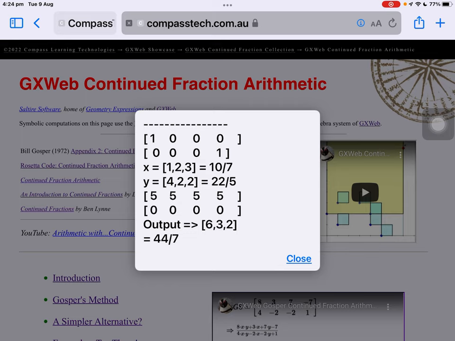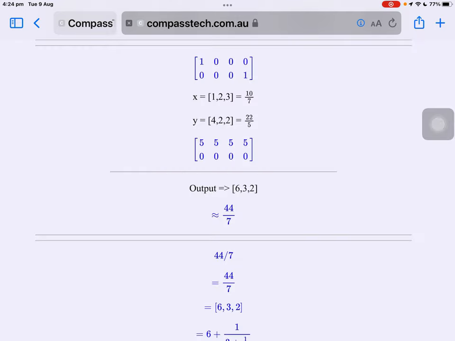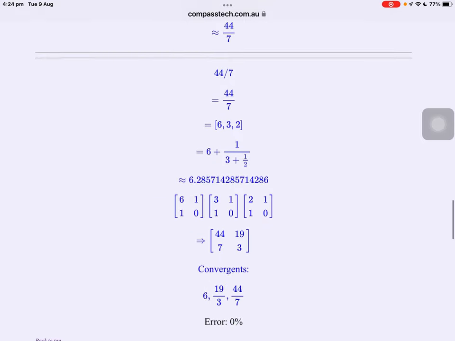Our initial matrix of operation was the one at the top. Our final matrix of operation was fives and zeros. It's okay that the 5 divided by 0, we can live with that as being infinity. And our final result is 6, 3, 2, or 44 over 7. And if you do some quick mental arithmetic, you'll probably agree that that's the product of 10 over 7 and 22 over 5. But it did seem an awfully long way to go about it.